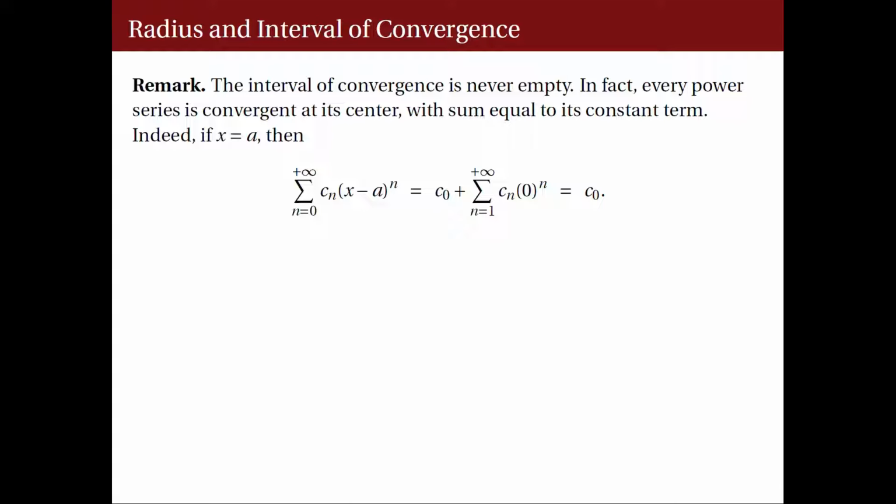Suppose that we are given a power series, the sum of c sub n times x minus a raised to n, n equals 0 to positive infinity, and we replace x by its center, x is equal to a. Notice that the resulting series is just c sub 0 plus the sum of c sub n times 0 to the n, n equals 1 to positive infinity. Notice that this part is always 0. Hence, this series is a convergent series with sum c sub 0.